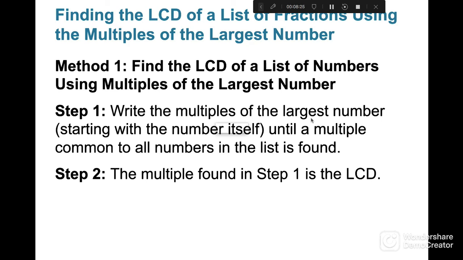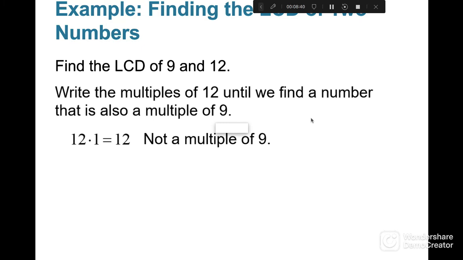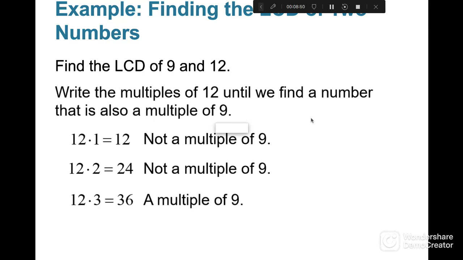The first way is to list multiples. For example, if you have a 9 and a 12, they say start with the largest one, 12. List its multiples until you find one that 9 will divide into. So 12 times 1 is 12. 9 will not divide into that. 12 times 2 is 24. 9 will not divide into that. 12 times 3 is 36. 9 will divide into that 4 times. So we know that would be our common denominator then. 36 would be our common denominator for these 2 numbers.